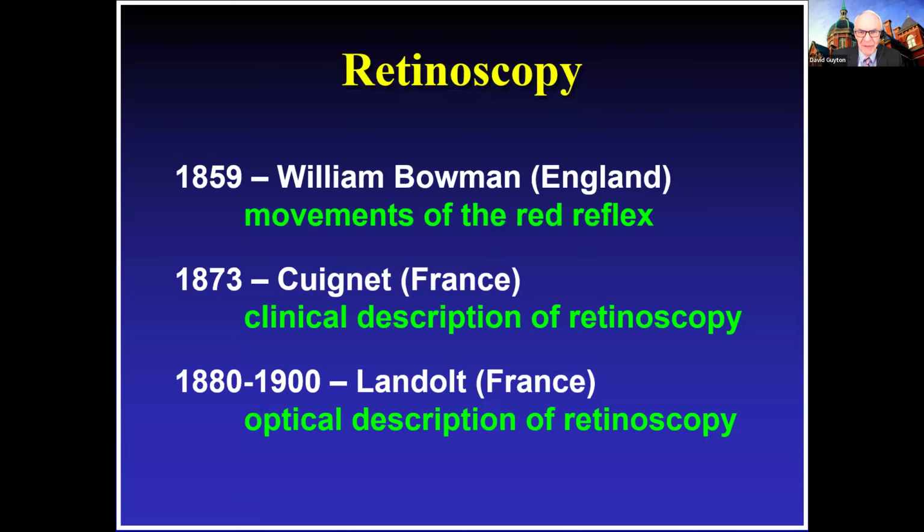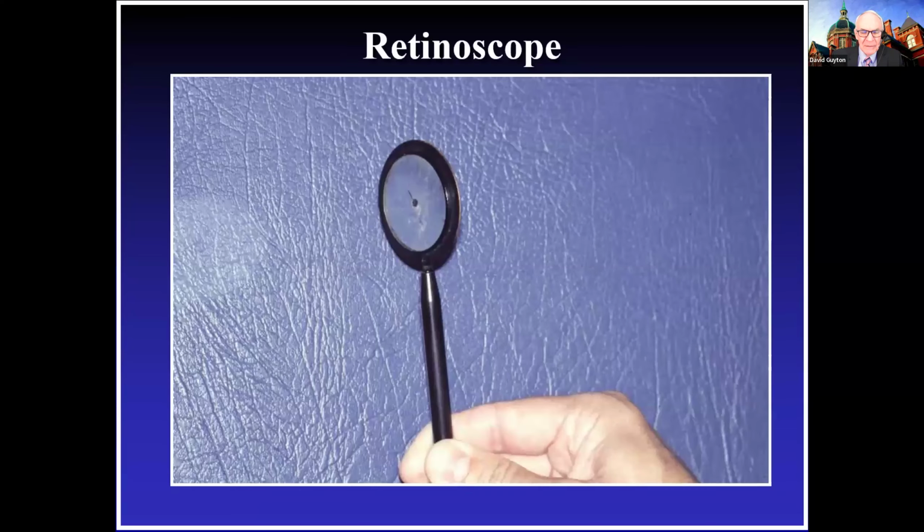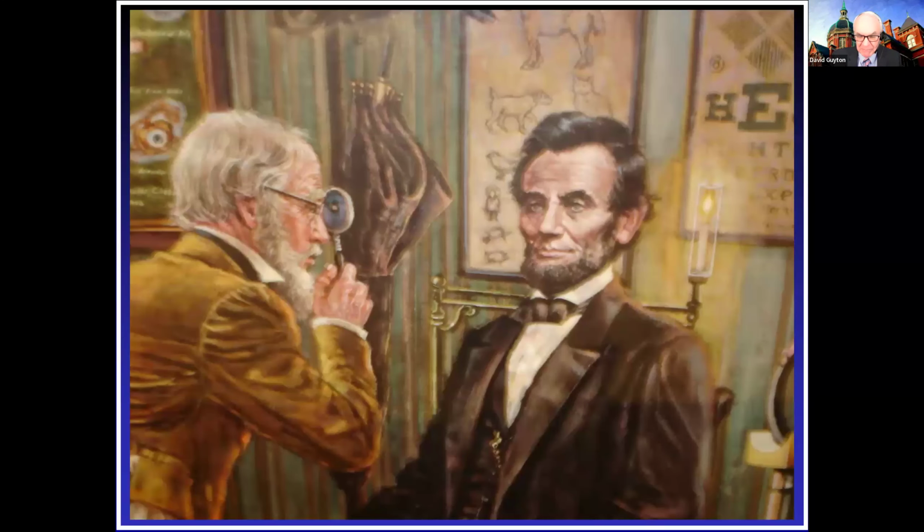The retinoscope was devised in France in the later part of the 1800s, and this was the first retinoscope. It was a plano mirror, a flat mirror with a hole in the center. And here is Abraham Lincoln being actually retinoscoped with a plano mirror retinoscope with a light source beside his head, a candle.